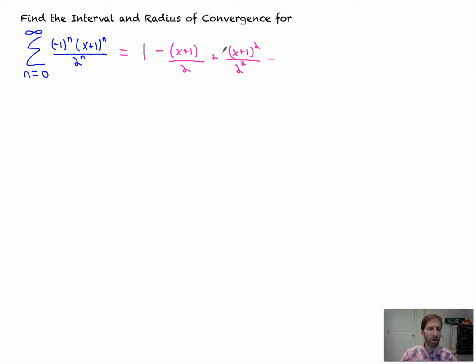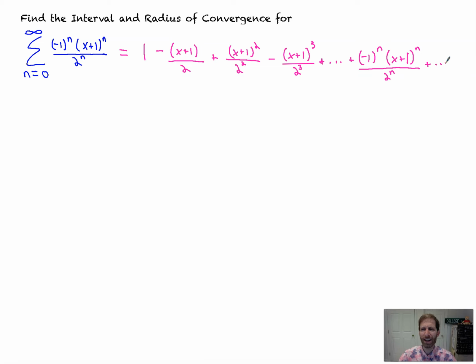And then I'm going to do one more term, then do the nth term. Plug in 3, we're going to get a negative (x plus 1) to the 3rd power all over 2 to the 3rd power, plus dot dot dot. And then we've got negative 1 to the n times (x plus 1) to the n, all over 2 to the n.